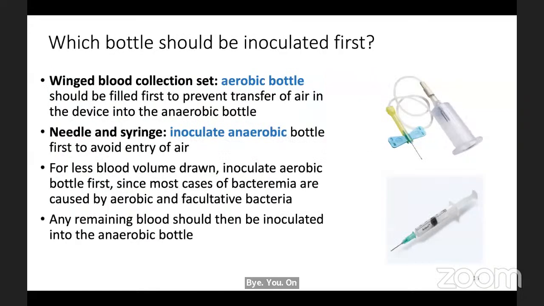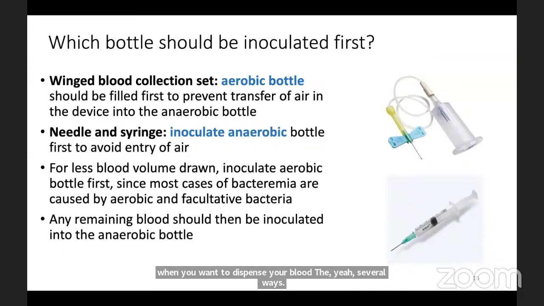Now let's look at this very carefully. So we said we have an anaerobic and aerobic blood culture system. And even though the majority of the bacteria that cause bacteremia or septicemia are aerobic, we still go ahead and check for anaerobic. So when you want to dispense your blood, there are several ways of how to dispense your blood.